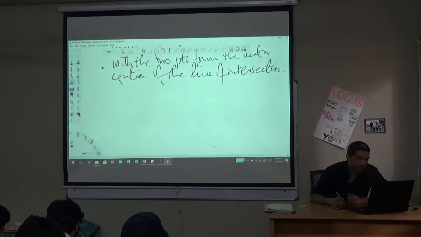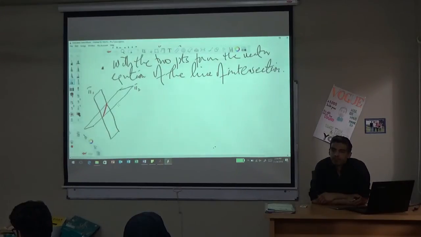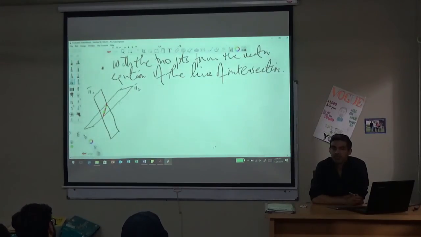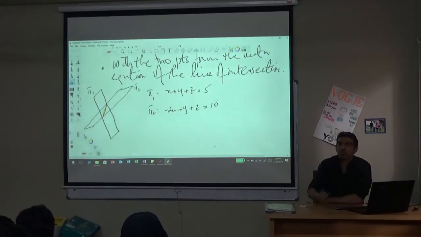Let's say there are 2 planes. This is plane 1 and this is plane 2, and this is the line of intersection between the 2 planes. And what I am interested in is getting 2 points on this line. So let's say the plane equations are x plus y plus z equals 5 and minus 2x plus y plus 3z equals 10. Let's say these are the 2 equations.